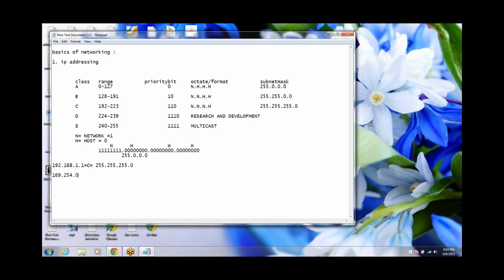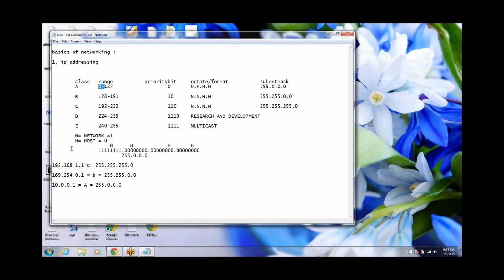Next, for the second example, 169.254.0.1. This 169 falls into the class B range here. The class of the address is class B, and the subnet mask will be 255.255.0.0. Now for the first example, 10.0.0.1, this is a class A address, and the subnet mask is 255.0.0.0. 10 falls into the range 0 to 127.